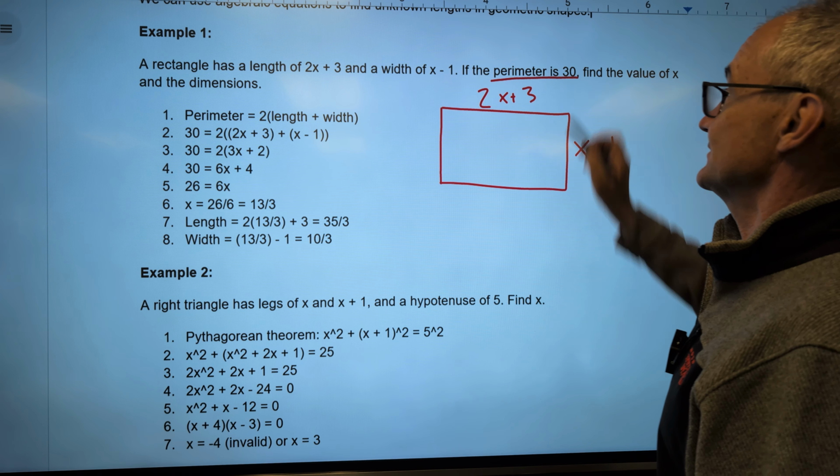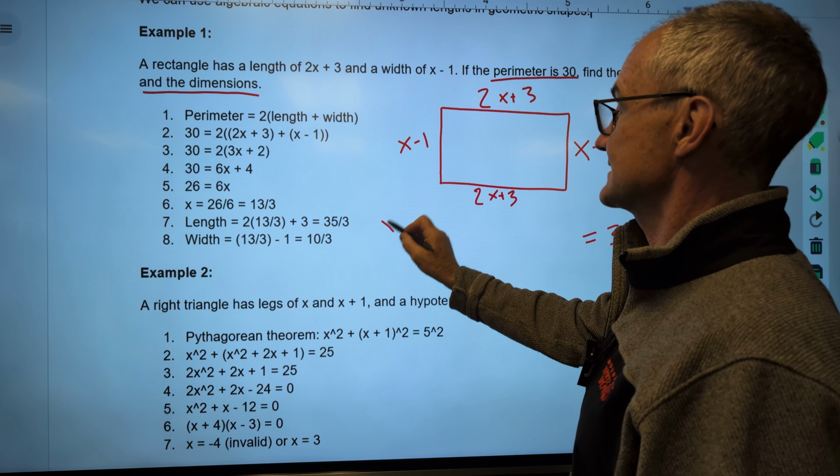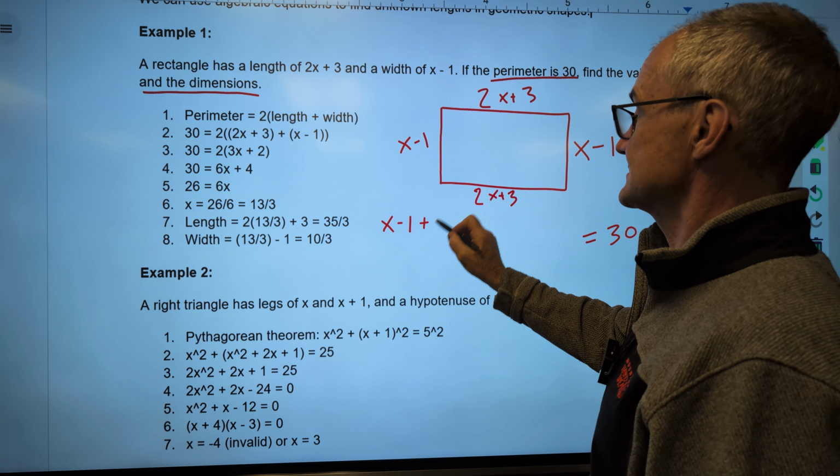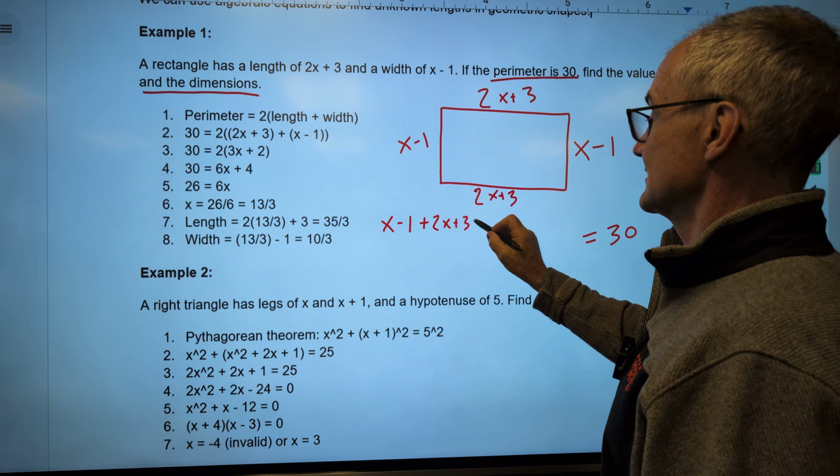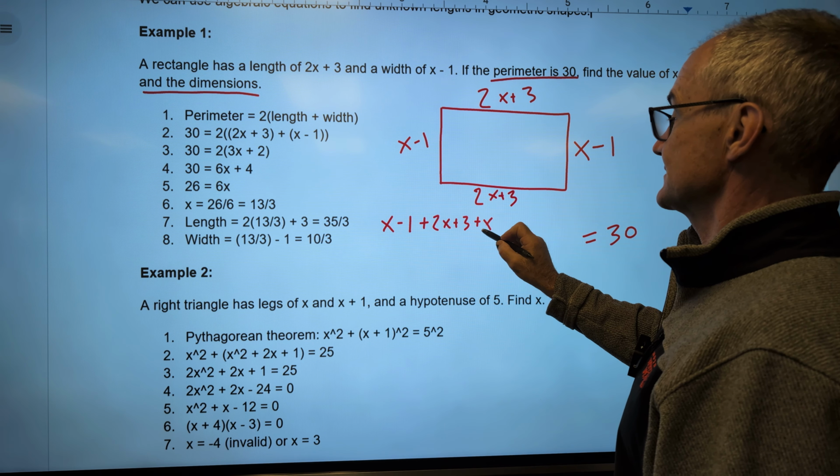Perimeter is all the sides added together. If that's 2x plus 3, this is 2x plus 3. This is x minus 1. This is x minus 1. So I've got to take all sides and add them together: x minus 1 plus 2x plus 3 plus x minus 1 plus 2x plus 3 equals 30.